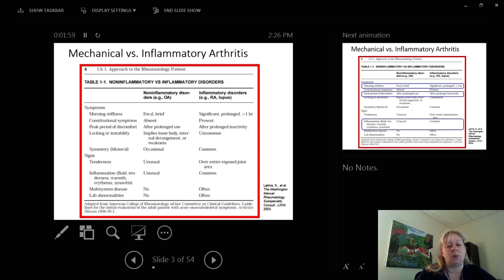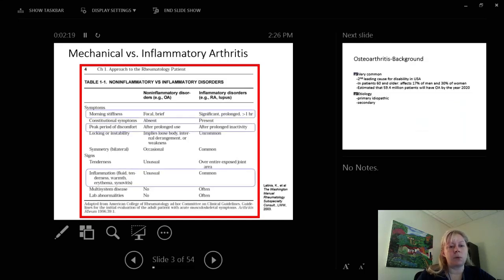So when you are comparing inflammatory versus non-inflammatory, look at this chart here. Any of these charts you can print off and keep with you for your references.